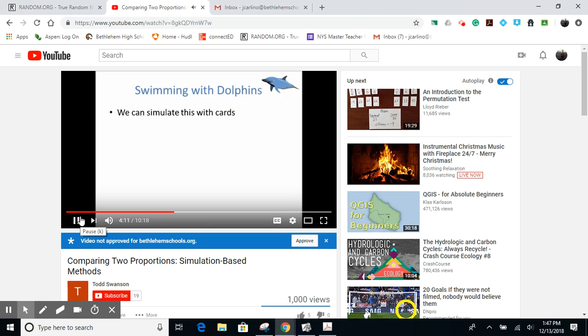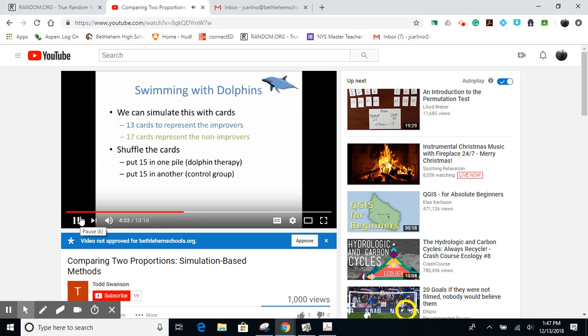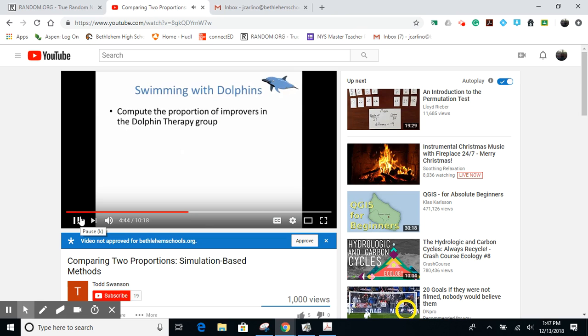We can perform this simulation with index cards. We will let 13 cards represent our improvers and 17 cards represent our non-improvers. We will then simulate the random assignment process of the subjects to the two groups by shuffling the cards. Then we'll put 15 cards in one pile to represent the dolphin therapy group and 15 cards in another pile to represent the control group. This way, an improver is equally likely to be assigned to the dolphin therapy as to the control group. We will then compute the proportion of improvers in the dolphin therapy group and compute the proportion of improvers in the control group.